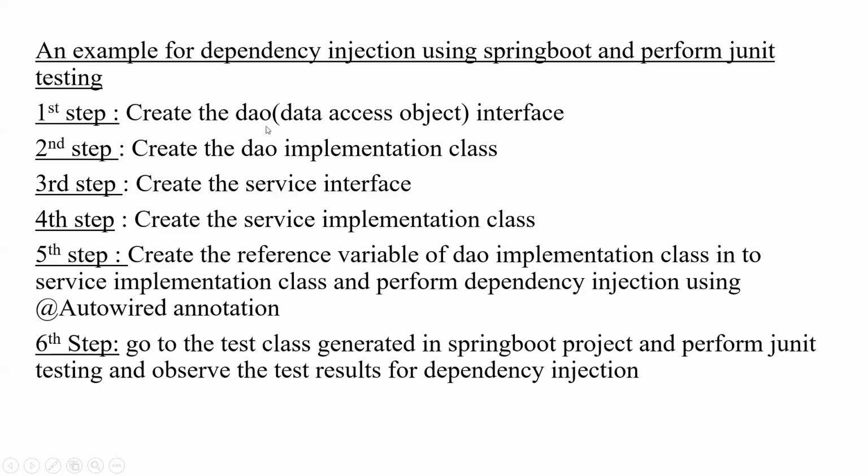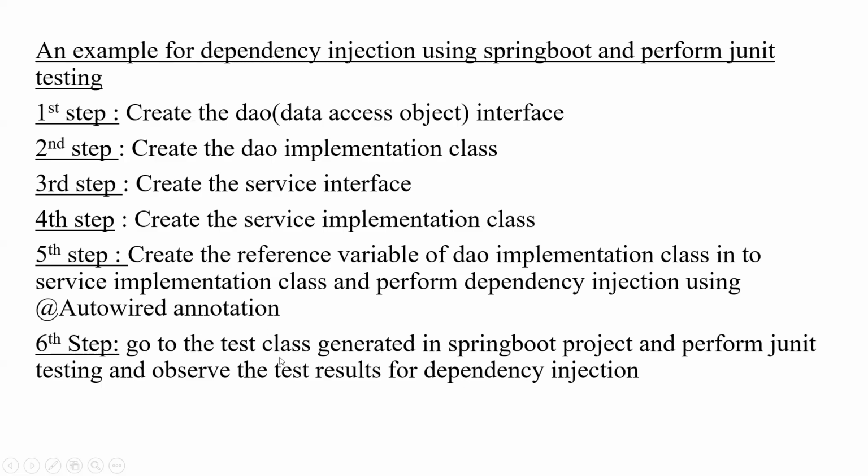Very simple. I am creating one interface called DAO first, and for that DAO, I'm creating one implementation class: public class DAO implementation class implements DAO, because this is an interface, so you have to use implements DAO. Similarly, I'm creating one more service interface, and a service implementation class that implements service. Then create the reference variable of the DAO implementation class in the service implementation class and perform dependency injection using @Autowired. You know @Autowired is the annotation used to perform automatic dependency injection of secondary dependencies into the POJO class.